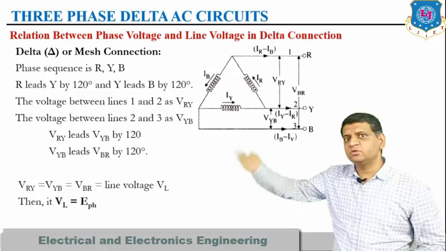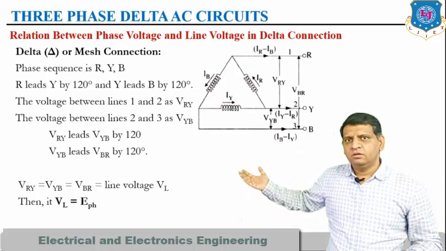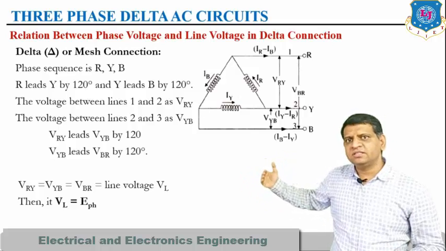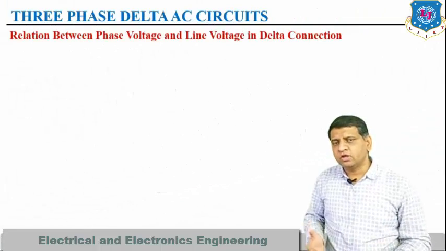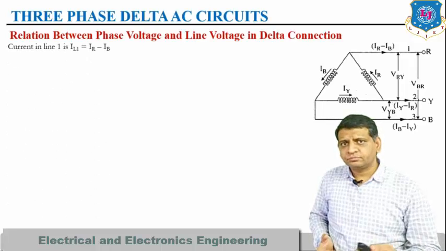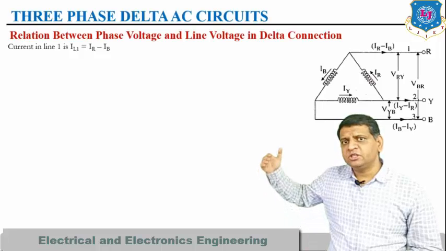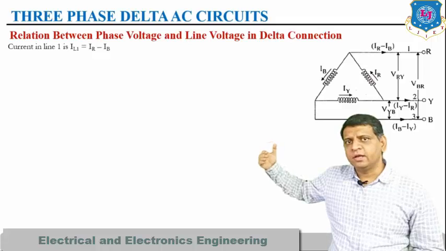Now, this is not the case as with the star connection, because in a star connection the currents were the same, but here in a delta connection the voltages are the same. So, the line voltage is the same as the phase voltage for a 3 phase delta connection. Now, if you are looking to find the relationship of current, you can see straight away the current passing through line number 1, which I consider as IL1, is equal to IR minus IB.